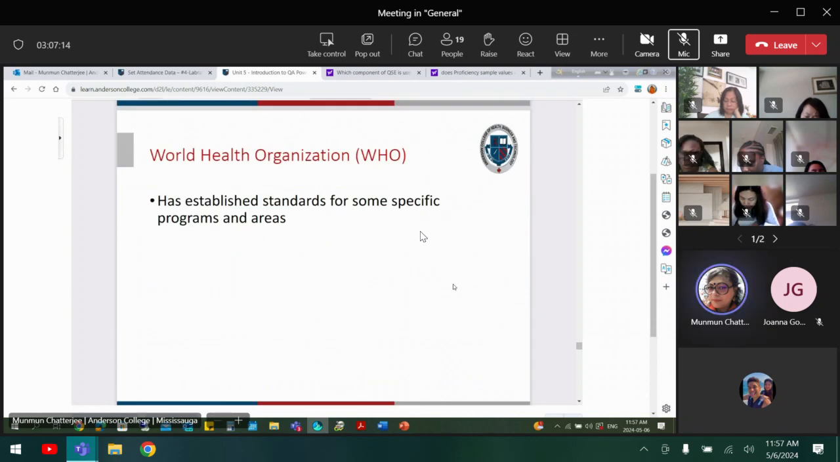World Health Organization, everybody knows that. But they didn't set standards for all the clinical things; they have established standards for some specific programs and areas, like endemic and pandemic situations. When you have COVID, what should the restrictions be, what will be the PPE, how you can prevent it. These are also under one kind of control. So the World Health Organization, or WHO, is responsible for establishing standards for specific programs and some specific areas.